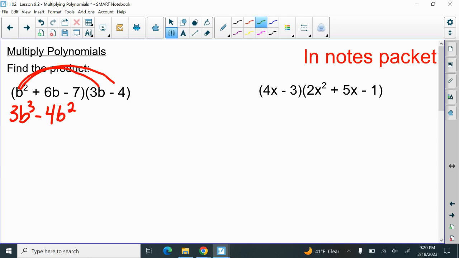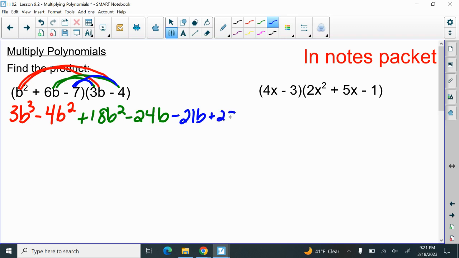Let's move over to the second term now. That second term needs to be multiplied by everything in that binomial. So 6b now needs to be multiplied by 3b, and I get 18b squared. And 6b needs to be multiplied by -4, which gives me -24b. And then lastly, I need to do the same with that -7. So that -7 gets multiplied by 3b, so I get minus 21b. And then I get plus 28.